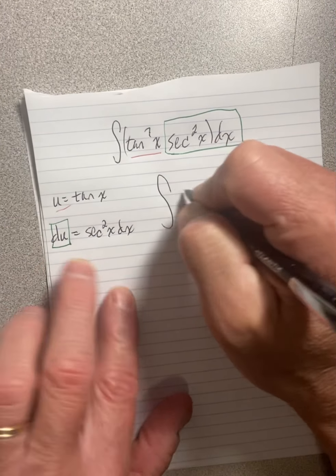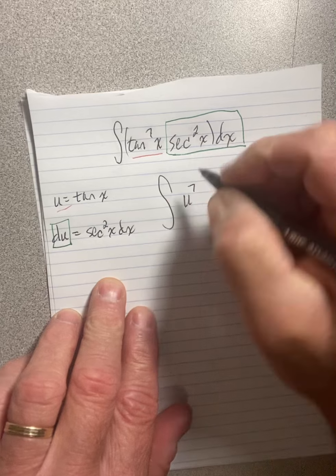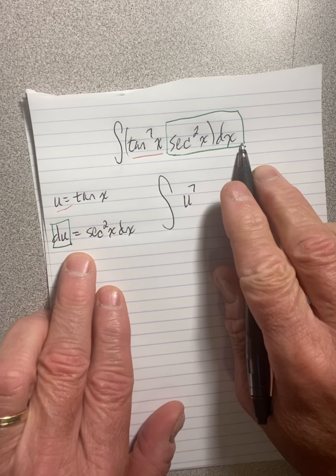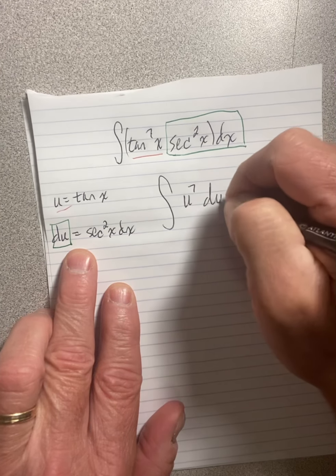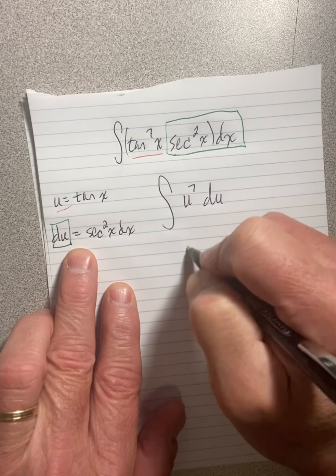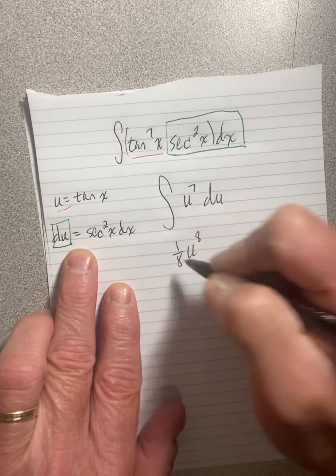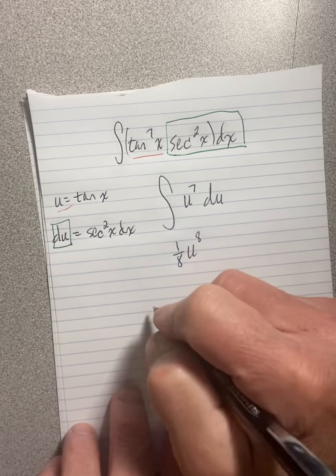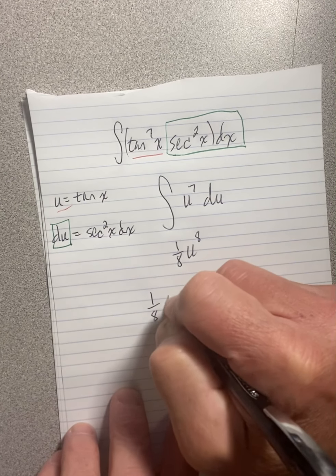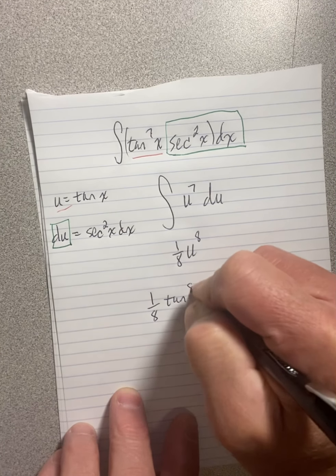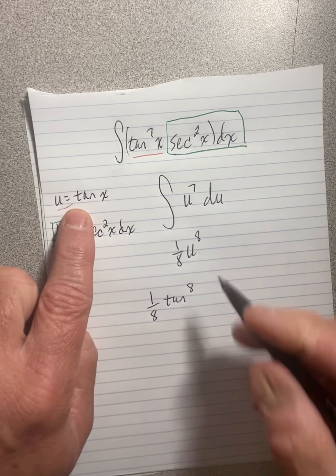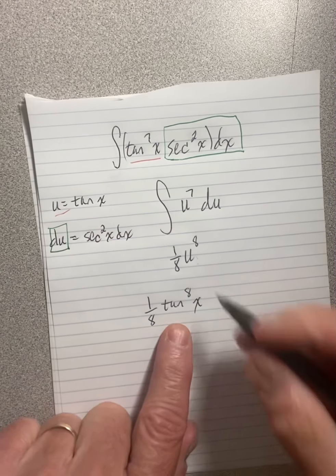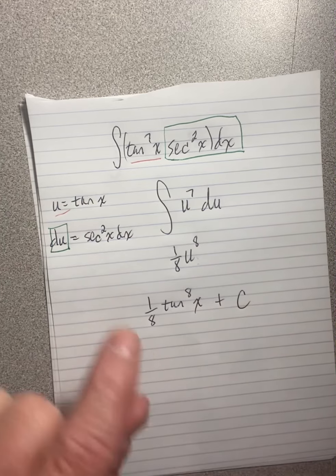So I put in u for tangent, I have u to the 7th, and then this secant squared dx is just du. So now I'm just integrating u to the 7th, which is u to the 8th with a coefficient of 1/8 out front using the power rule. And so the final answer is 1/8 tangent to, when I resubstitute, remember u was tan, so tangent to the 8th power plus c, baby.